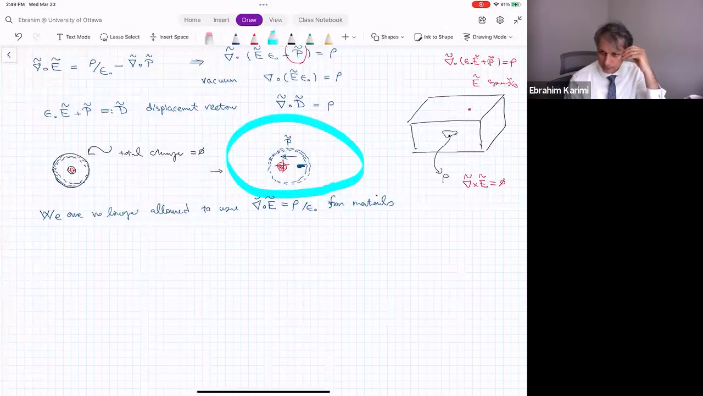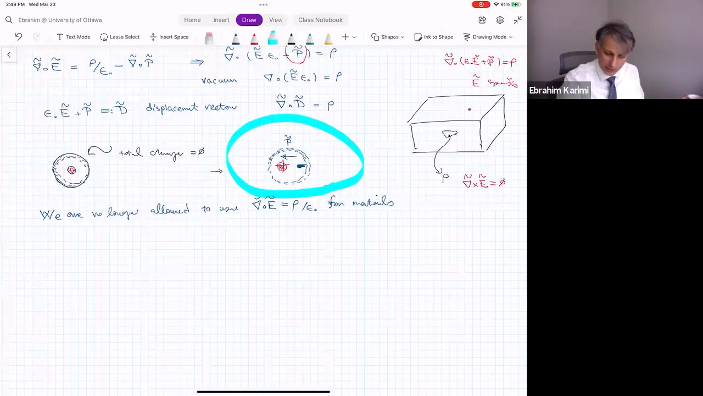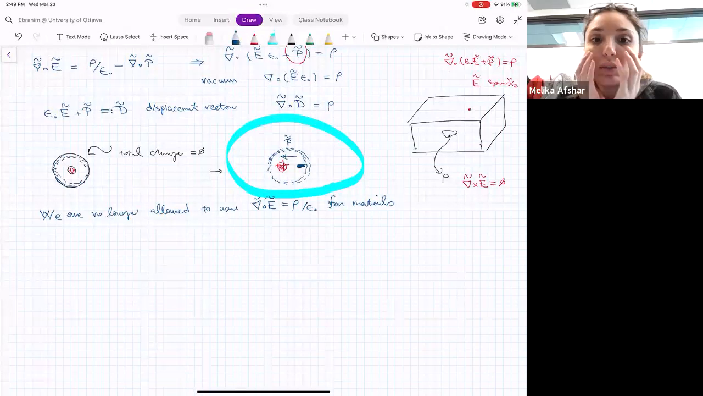Don't be shy, just tell me. Should be more polarized. Will be more polar, yes, of course it will be more polarized.